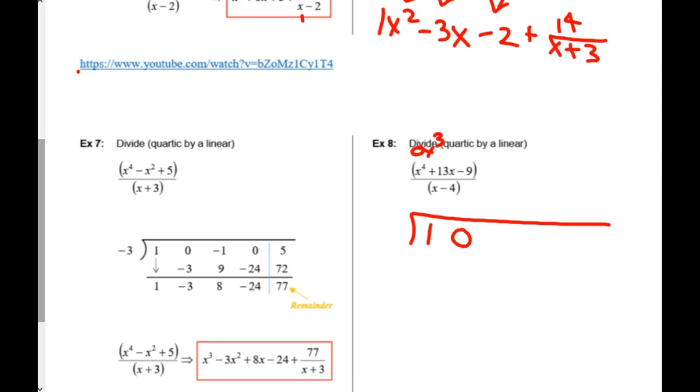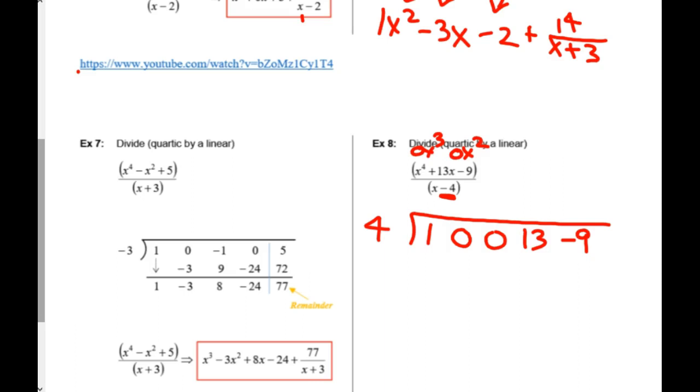What about x squared? Is there an x squared here? Zero x squared, so that's also 0. Do I have an x term? 13. And I have a constant term, yes, minus 9. So those are all of my coefficients, including the missing ones. Now, what do I put over here? The opposite of this. What's the opposite of minus 4? Positive 4.